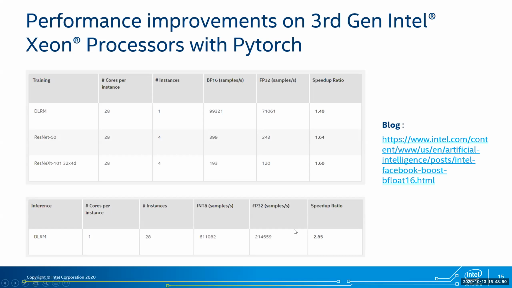And for inference, for DLRM, we also have a 2.8 times speed up. If you're interested in more detail, you can look into the blog. We put a link here.